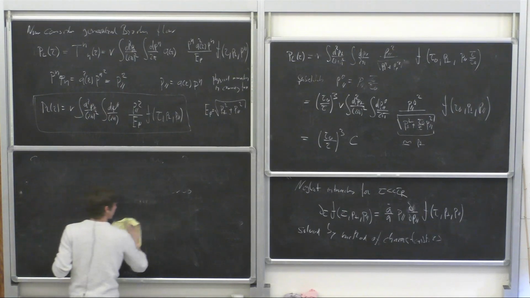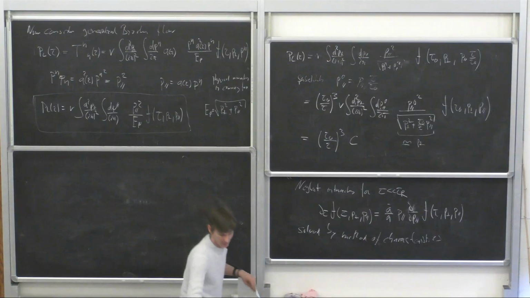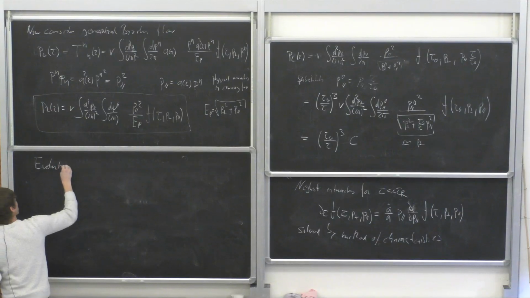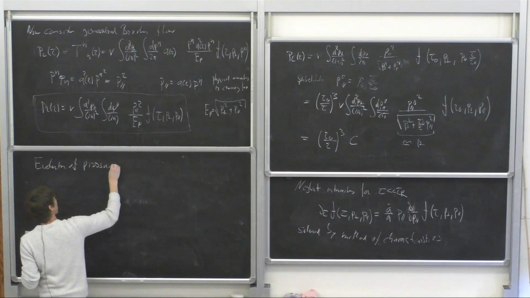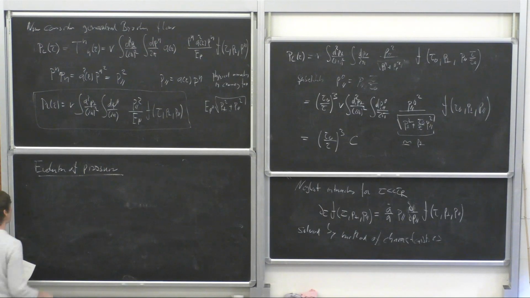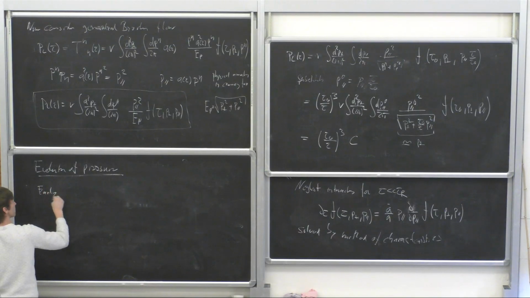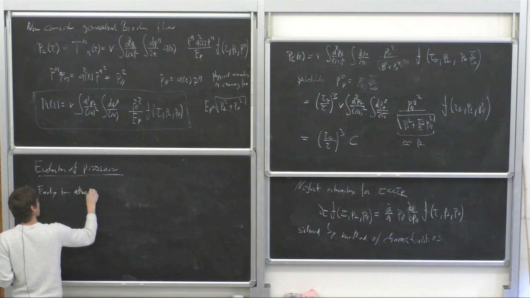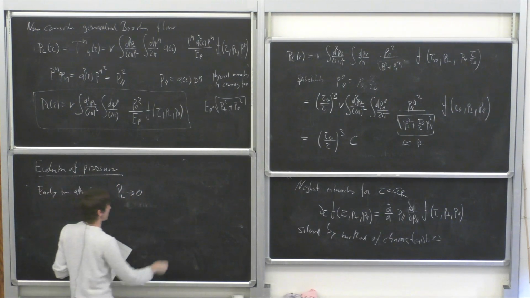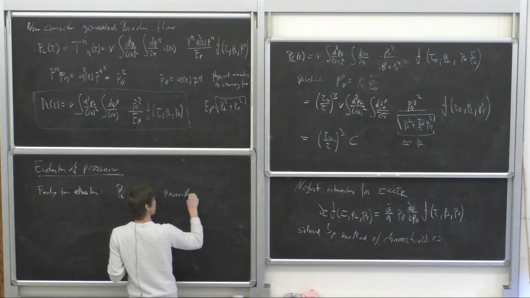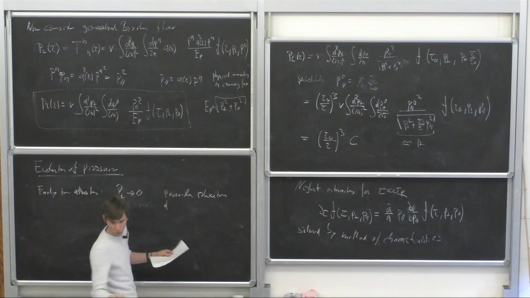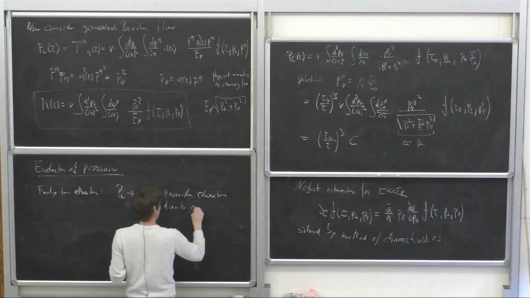Okay, so let's now look at the evolution of the pressure, what it really looks like. What we find, and this we have shown, is that there's an early time attractor, where our longitudinal pressure just goes to 0, and there's a power law relaxation to this attractor, which is solely due to the expansion.